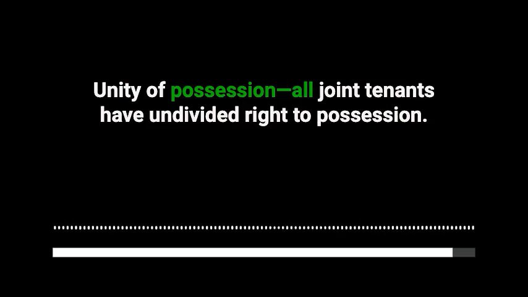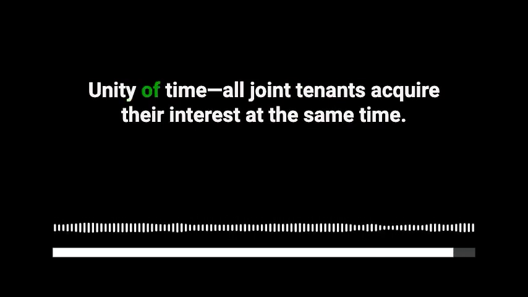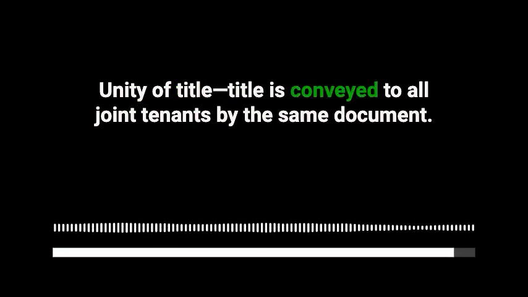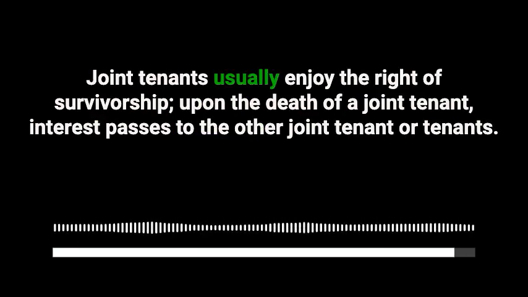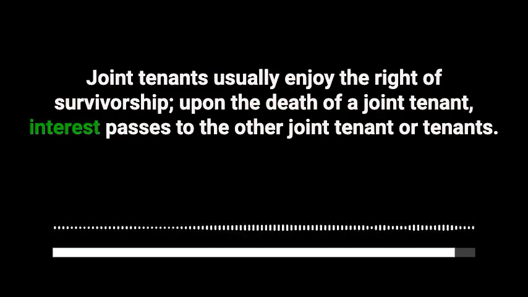Joint tenancy is where tenants enjoy the following four unities. Unity of possession, all joint tenants have an undivided right to possession. Unity of interest, all joint tenants usually own an equal interest. Unity of time, all joint tenants acquire their interest at the same time. Unity of title, title is conveyed to all joint tenants by the same document. Joint tenants usually enjoy the right of survivorship. Upon the death of a joint tenant, interest passes to the other joint tenant or tenants.